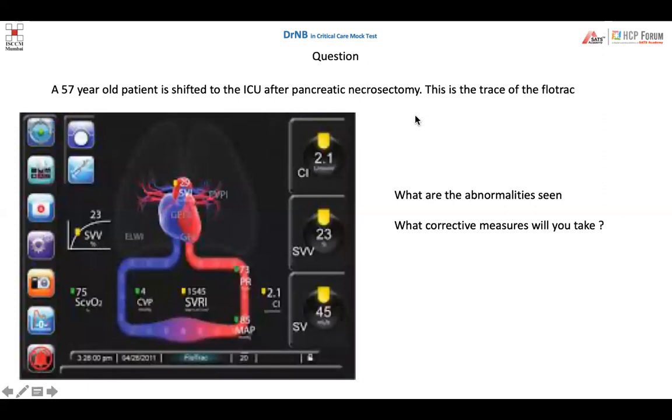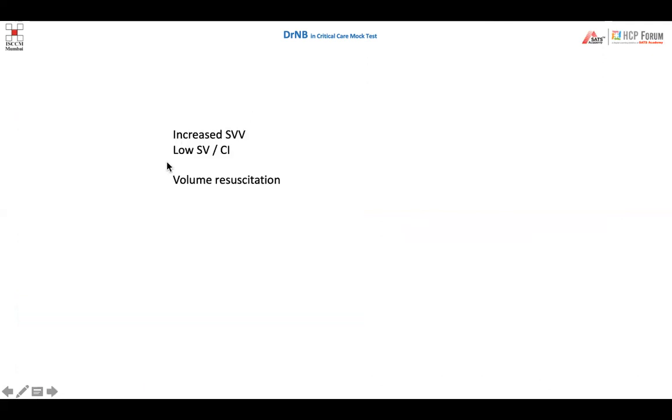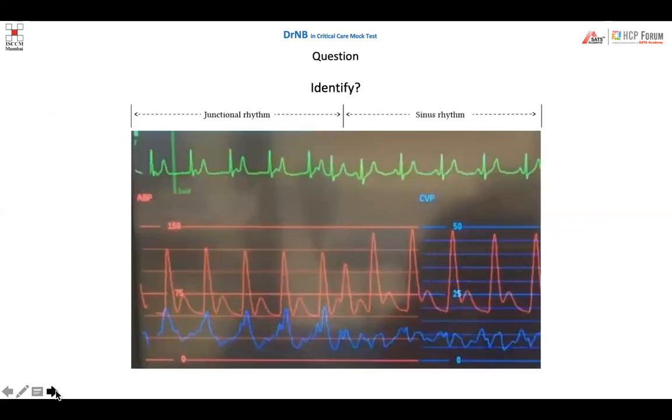A 57-year-old man shifted to the ICU after pancreatic necrosectomy, trace of the FloTrac. The FloTrac trace, if you see, the SVV is 23. The MAP is acceptable with SVV slightly high, CVP is very low. So this goes in favor of volume depletion. So increased SVV, low stroke volume, and cardiac index require volume resuscitation.